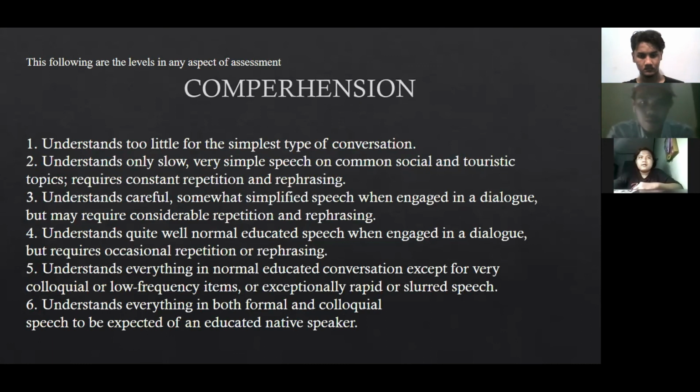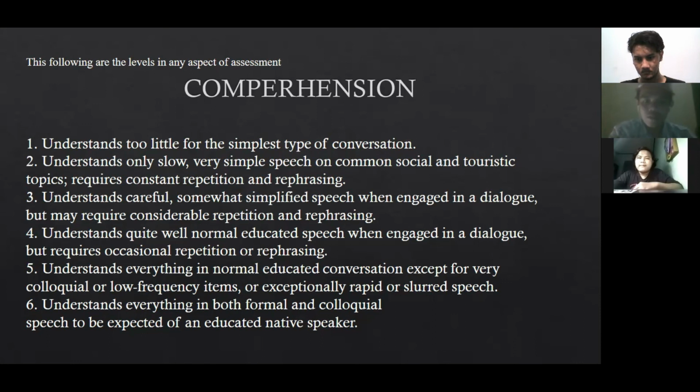The first level of comprehension is understands too little for the simplest type of conversation. The second level of comprehension is understands only slow, very simple speech on common social and touristic topics, requires constant repetition and rephrasing. Third level, understands careful, somewhat simplified speech when engaged in dialogue, but may require considerable repetition and rephrasing.